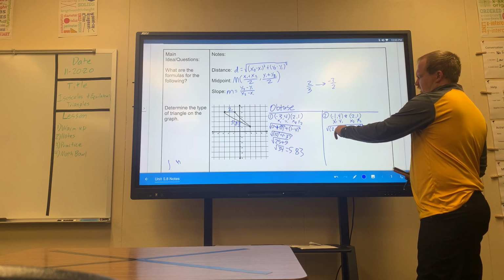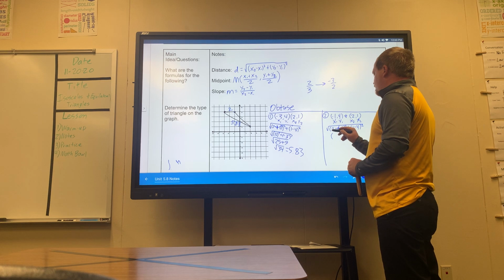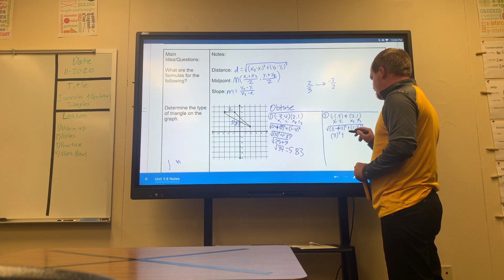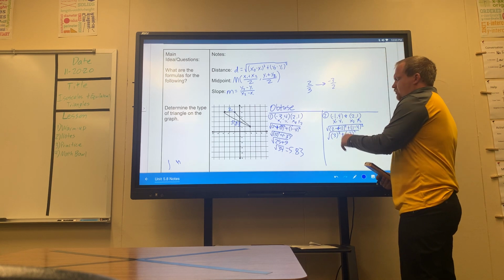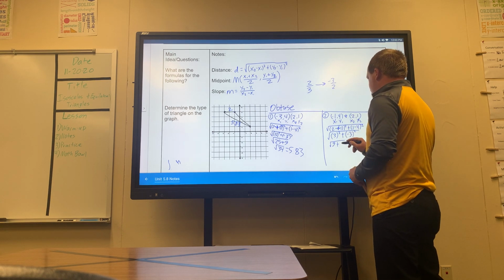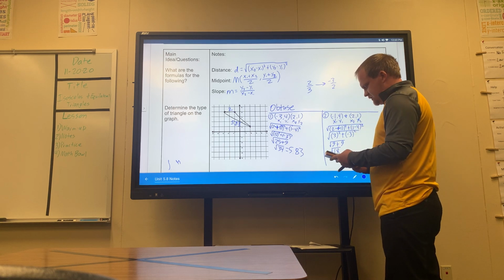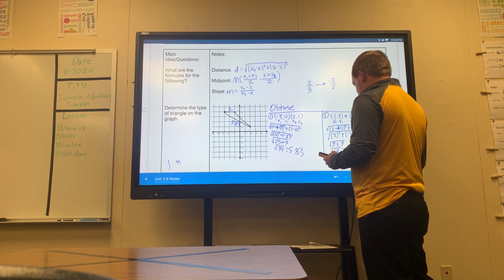Well, I know that the two negatives make it positive, right? So 2 plus 1 is 3 squared, plus 1 minus 4 is negative 3. So then I'm going to do 3 squared, which gives me 9, plus negative 3 squared, which gives me 9 as well. Add them together, I get the square root of 18, which gives me 4.24.